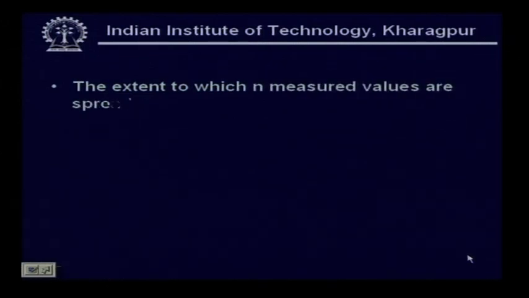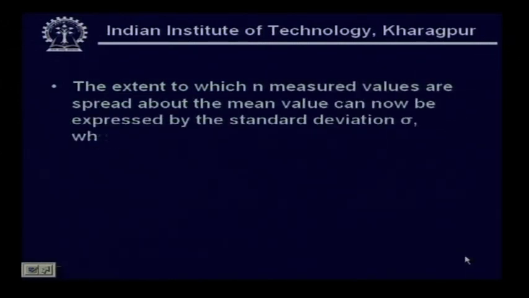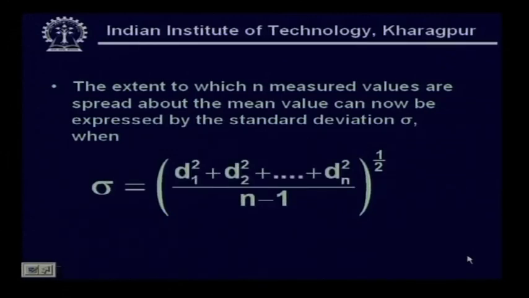The extent to which the measured values are spread about the mean value we express as standard deviation sigma, where sigma equals d1 square plus d2 square and so on up to dn square, upon n minus 1, the whole to the power half, under the square root. So this is the standard deviation. We need it in future, so that is the reason we are explaining it here.